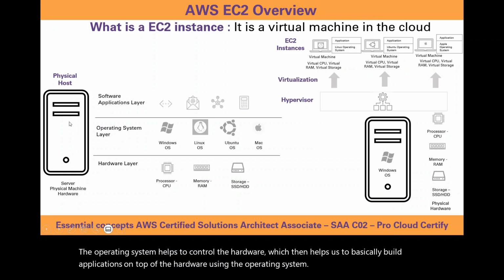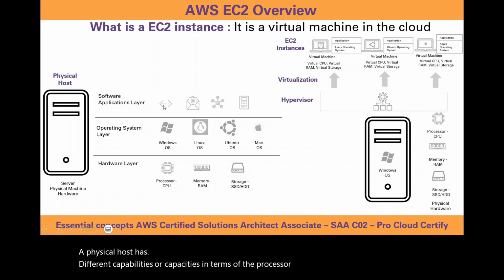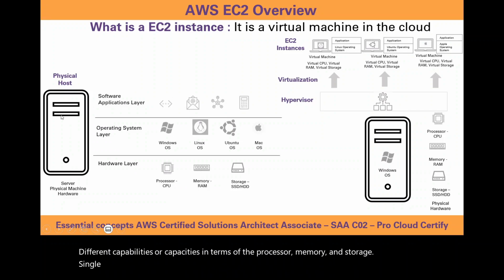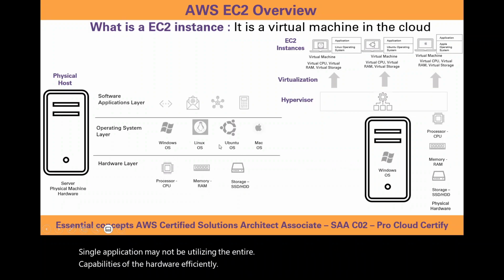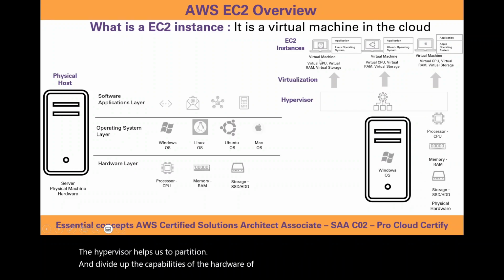Now, a physical host has different capabilities or capacities in terms of the processor, memory, and storage. A single application may not be utilizing the entire capabilities of the hardware efficiently. So in order to ensure that the capabilities of the physical host are utilized efficiently, we have what is called a hypervisor and virtualization software. The hypervisor helps us to partition and divide up the capabilities of the hardware of the physical host in order to create multiple virtual machines.